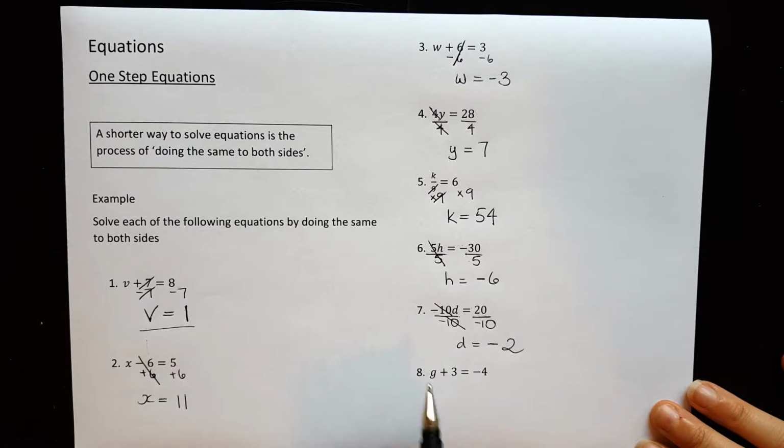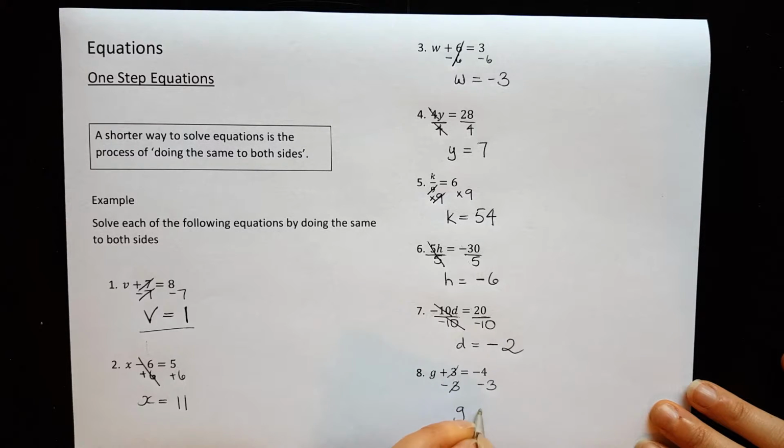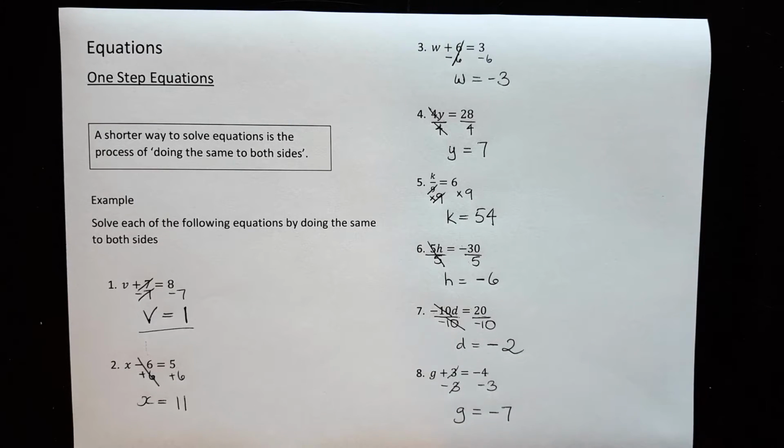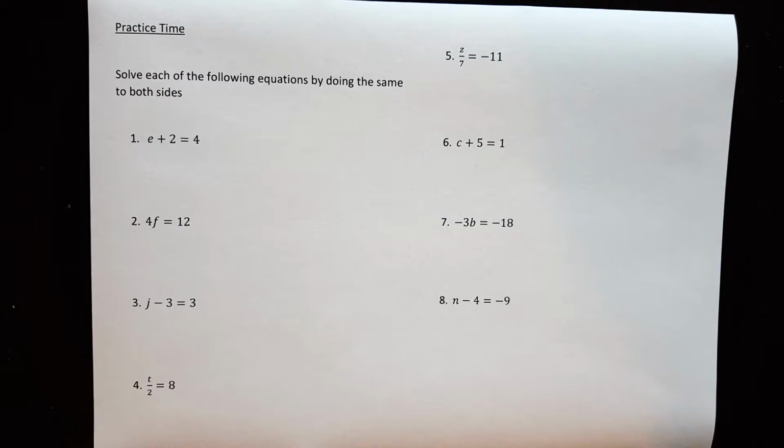And 8, which says g plus 3 is equal to minus 4. I need to do the opposite, which is subtract 3 from both sides. Gets rid of that. So g is equal to minus 4 minus another 3. So think of that number line, and going down the number line will make minus 7. Okay, time for you to practice. So I'd like you to pause the video and give these questions a go and see if you're able to get the answers, and then restart to see how you've gone.